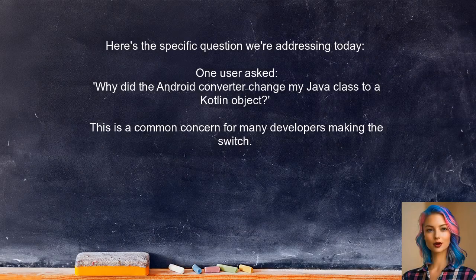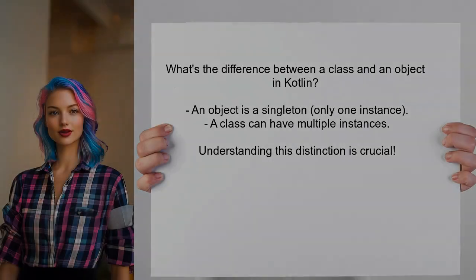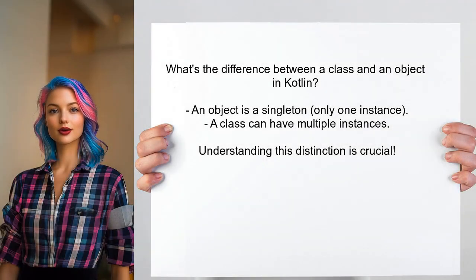Here's the specific question we're addressing today. One user asked, "Why did the Android converter change my Java class to a Kotlin object?" This is a common concern for many developers making the switch. Let's explore this together. So what's the difference between a class and an object in Kotlin?